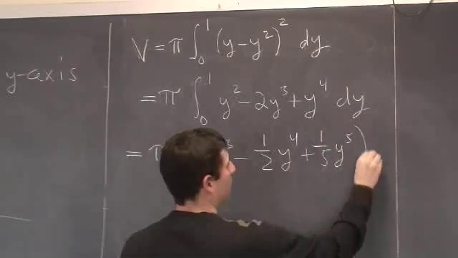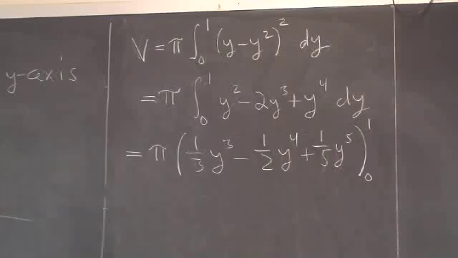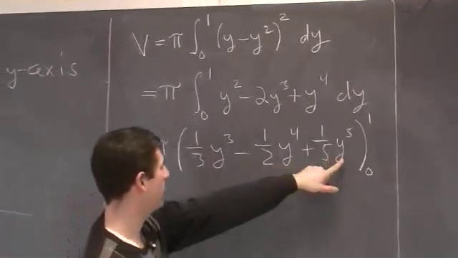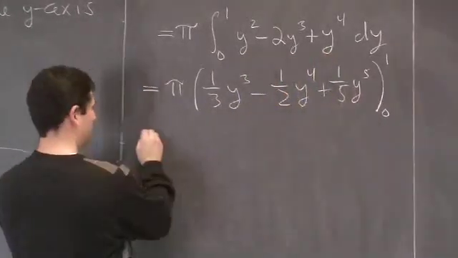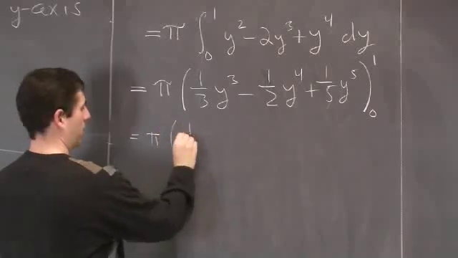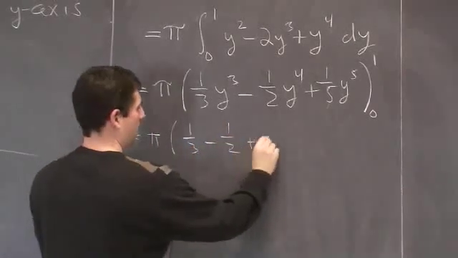And then we're going to evaluate it between 0 and 1. And again, where it's really nice, when you evaluate at 0, everything goes away, so we don't have to worry about that. And we just have to evaluate at 1. And all these y cubed, y to the 4th, y to the 5th, at 1, they just are 1. So you just get pi times a third minus a half plus a fifth.